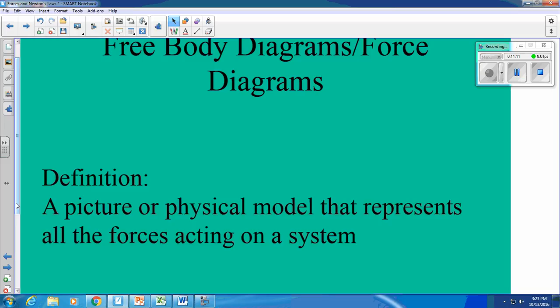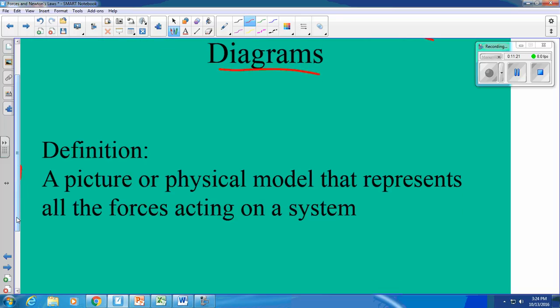So, what is a force diagram? Once again, the book will call them free body diagrams or force diagrams, either one. If you were to define it in your textbook, it is a picture, which is a model that represents the forces acting on the system.